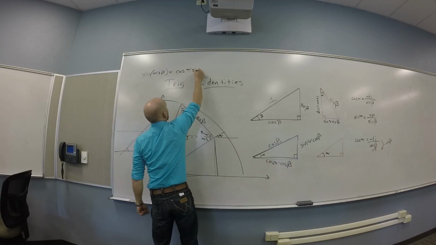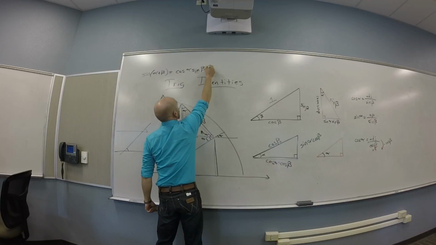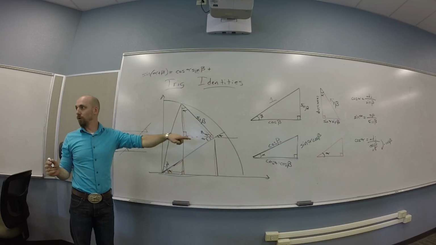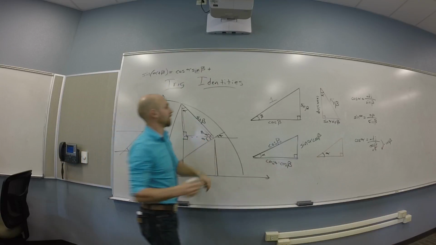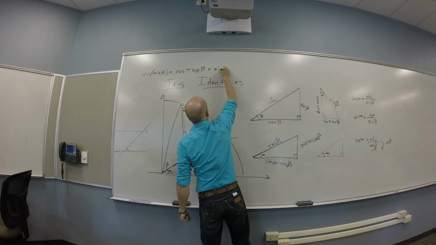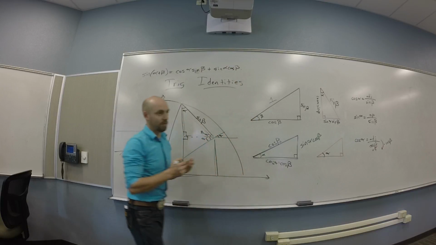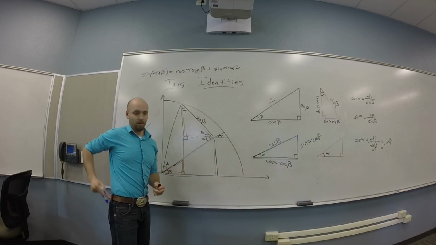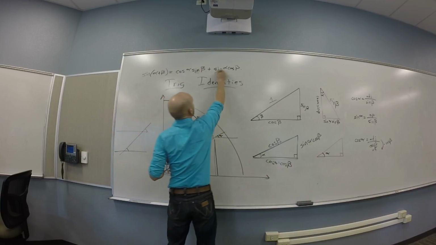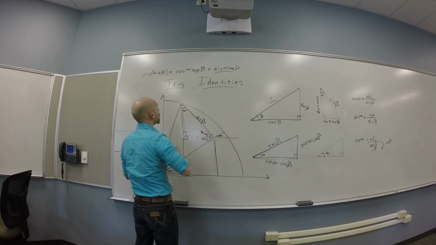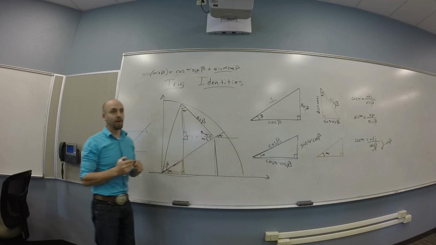Cosine alpha sine beta, oops, can't write. And then I should be adding to that the vertical bit of the blue, which is sine alpha cosine beta. Look at that. So that one came out of the blue, and this other one came out of the purple. You guys see that?